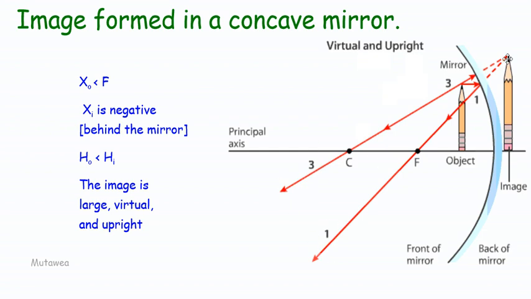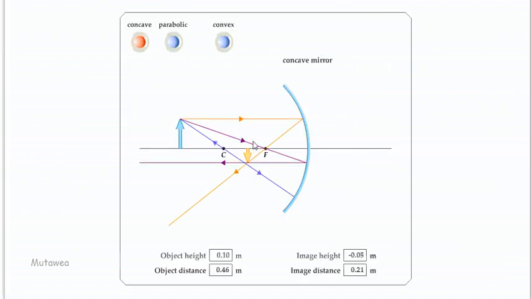So we draw extensions like this one and this one. Their intersection will be behind the mirror. So the image is going to be formed like this. It's going to be upright, greater than the object and virtual, not real. Again, to summarize, this is the object, this is the image formed, these are the light rays.